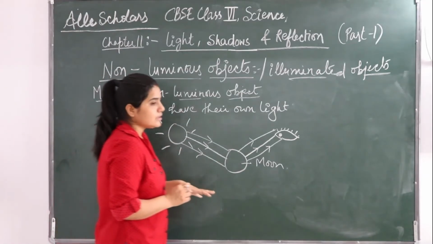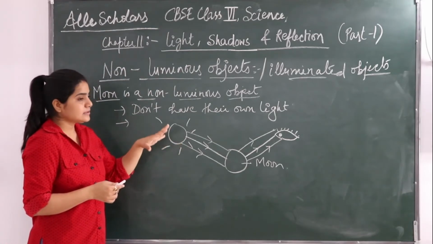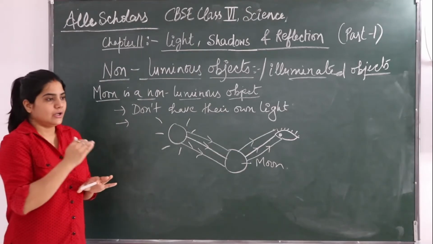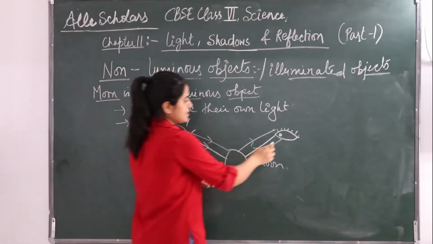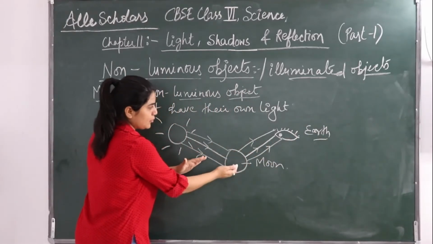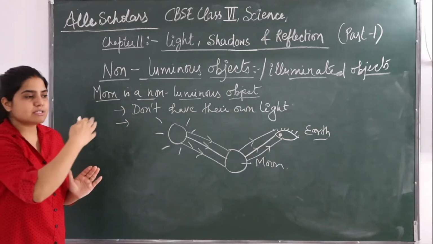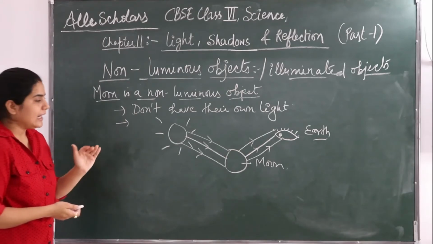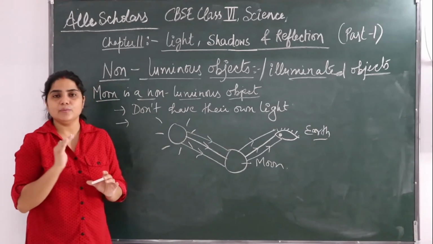So when sunlight falls on the surface of the moon, some of the light of the sunlight is reflected by the moon towards the earth. Okay? So this person is on the earth. When sunlight is falling on the moon, some of the light is reflected back towards the earth. And thus it appears as if the light is being given out by the moon itself.